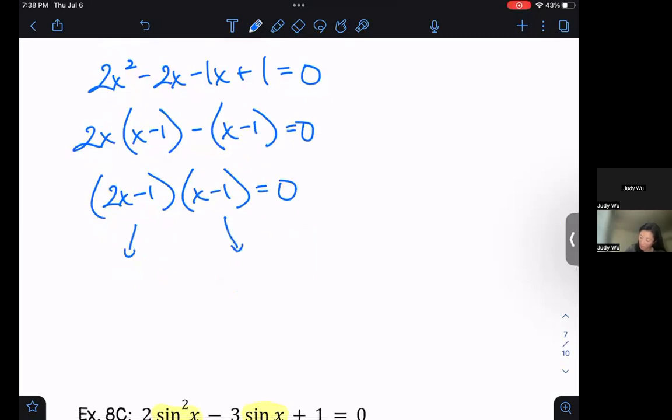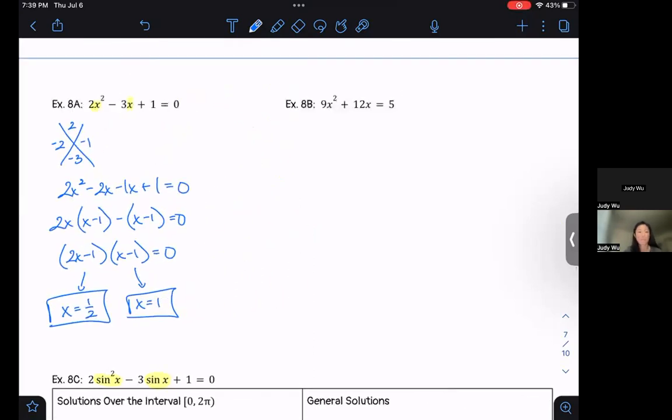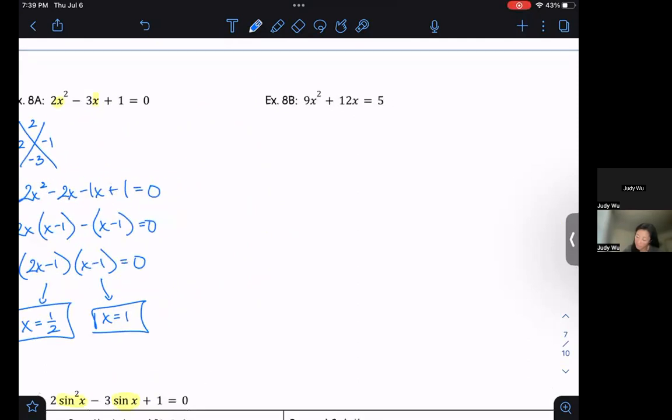I will let you do the arithmetic, but we should end up with x equals 1/2 and x equals 1. Okay, so moving through that kind of quickly, but we are factoring here. It should be something that we're feeling pretty familiar with. All right, let's go ahead and do 8b.